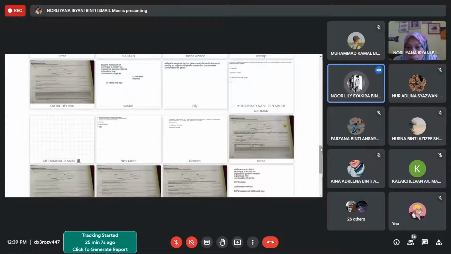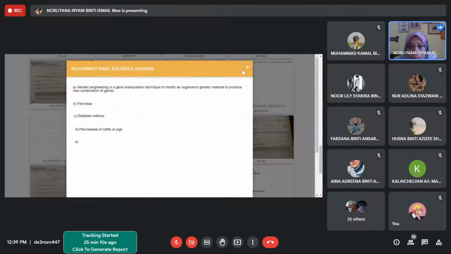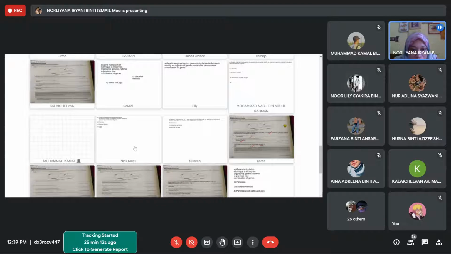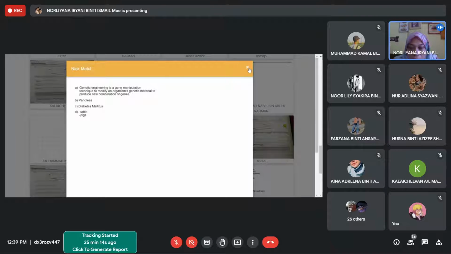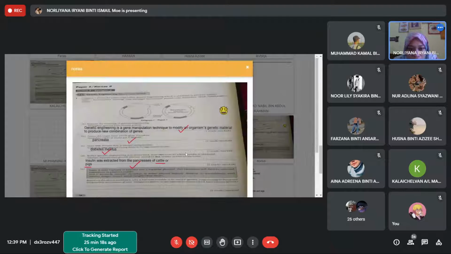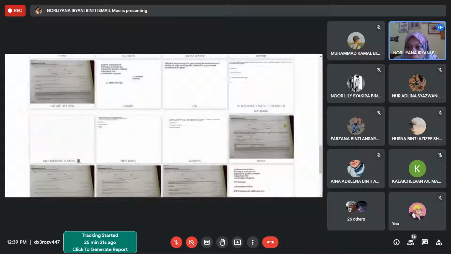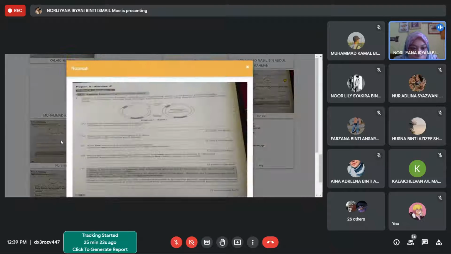Pancreas of pig and cattle. Okay, good. Same, right? Okay, Nabil also the same. Cattle, pig. Cattle and pig. Nora, okay, correct. You get it all correct.